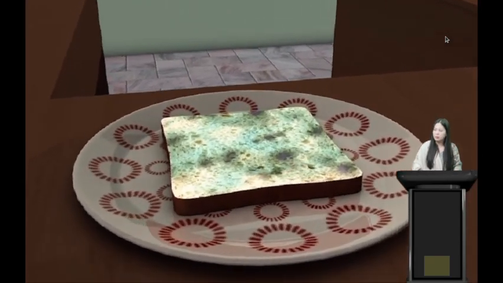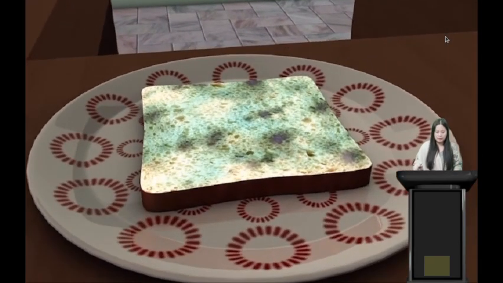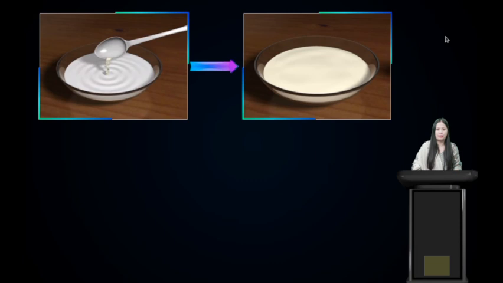And here we see a molded bread, right? We see that this bread is being destroyed, spoiled by microorganisms. So here we have two cases. In the first case, microbes are useful to us because we are using microorganisms to make curd from milk. So here the microbes are useful to us, friendly to us. So in this case we can consider microbes as friend.